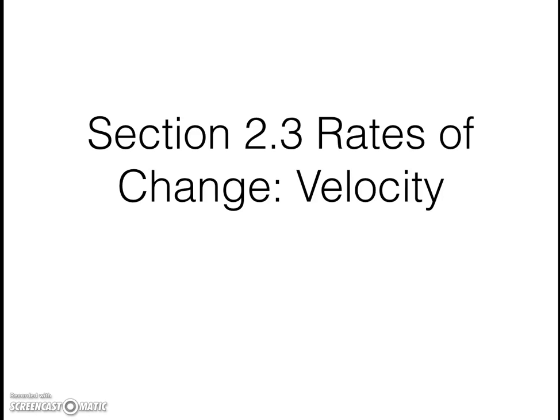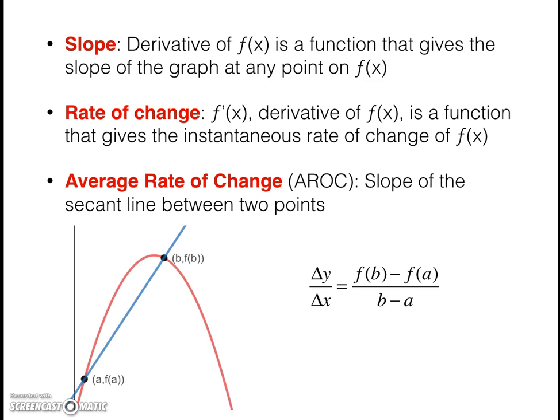From section 2.3, rates of change, velocity. Slope is the derivative of f of x. It's a function that gives the slope of the graph at any point along the function f of x. Rate of change is the derivative, f prime of x. It's a function that gives the instantaneous rate of change of f of x.